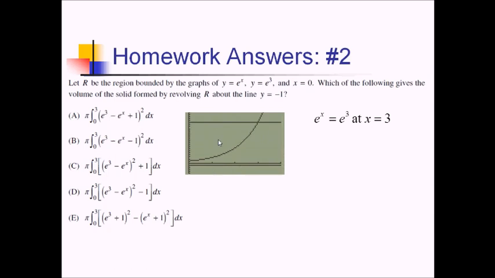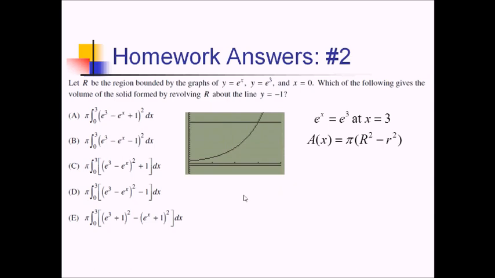Because my region and my axis of revolution are not flush against each other, because I have this empty space in between, that means I'm going to have to use washers, donuts. So I'm going to have this area formula, pi times big R squared minus little r squared. Basically, big circle minus little circle when we revolve these to get that donut shape. So now I have to figure out my big R and my little r.